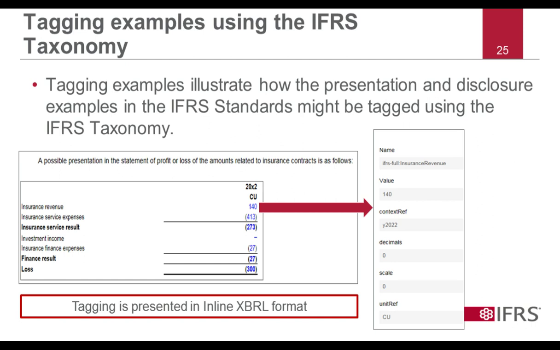So we are showing the insurance revenue, and the box on the right-hand side is showing the information that you will see when you click on the highlighted number 140.